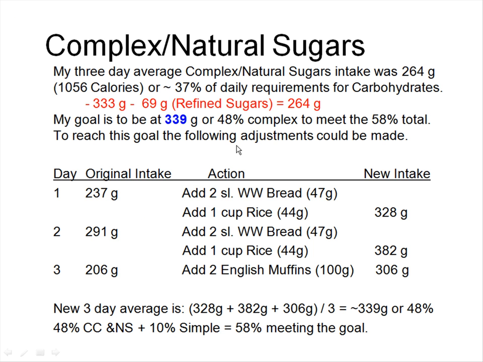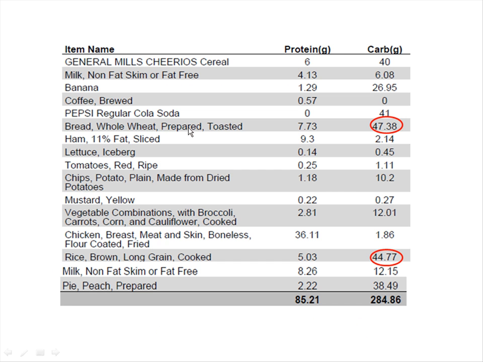And so 339 is where I need to be, and I'm only at 264, so I need to make some adjustments. So what I did was I just went through each day again, and I determined what was high that would be considered complex and not simple. So I said, okay, this is the highest one, this is the highest one, so that's bread and that's rice. So if I added a little bit more of those, I could have added a banana if I wanted to, but I wouldn't add peach pie.